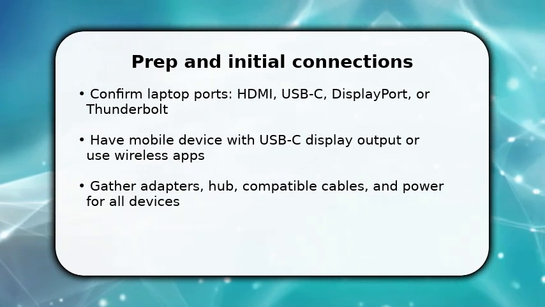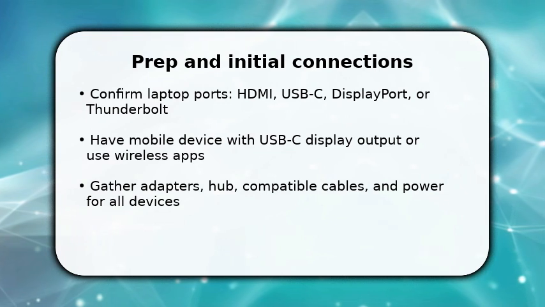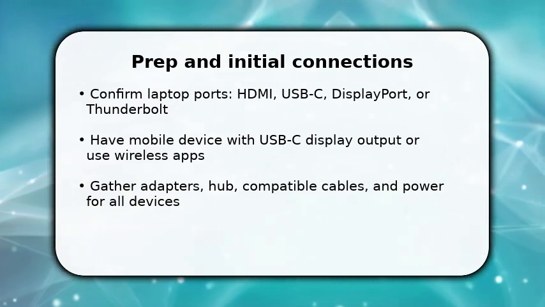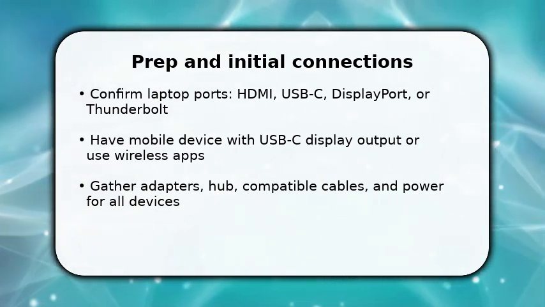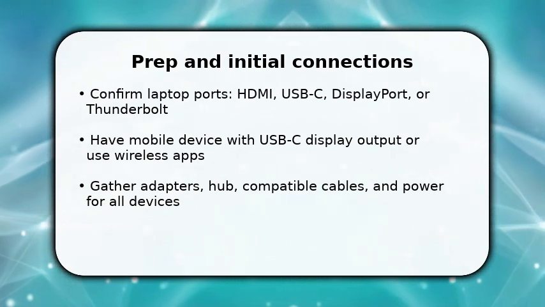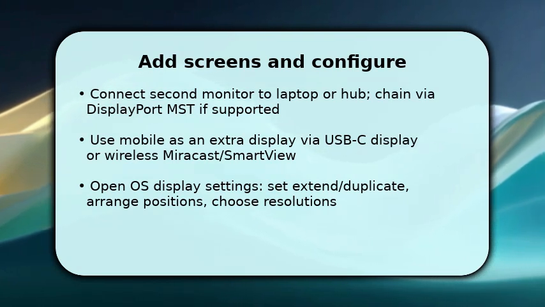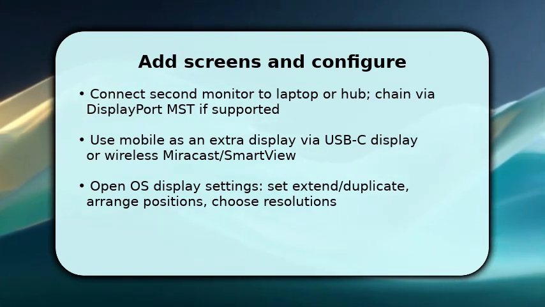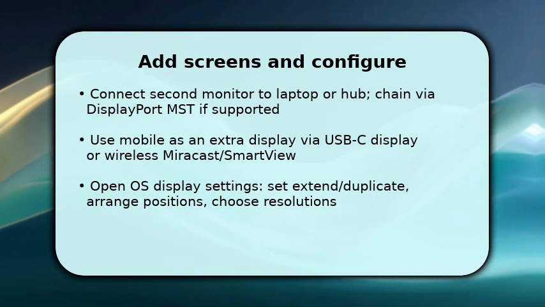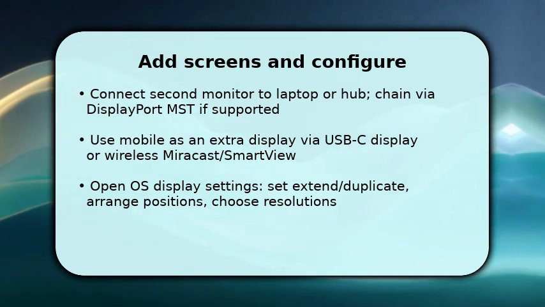Make sure your mobile is set for USB video or casting and that a powered hub is ready for additional screens, because passive splitters often fail with multiple displays. Now continue by adding the remaining monitors one at a time so you can confirm each link. Chain via DisplayPort MST or use a powered multi-port dock when the GPU supports it.